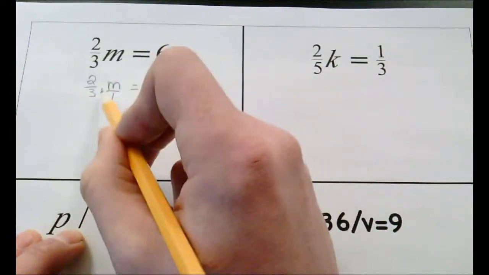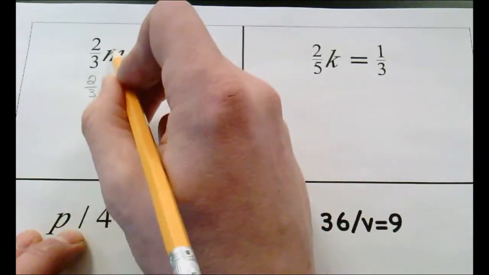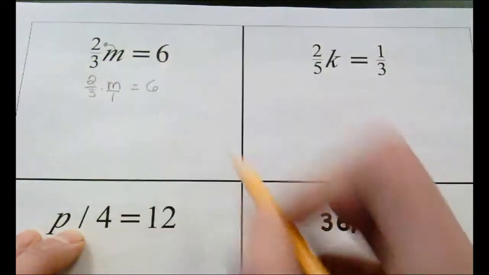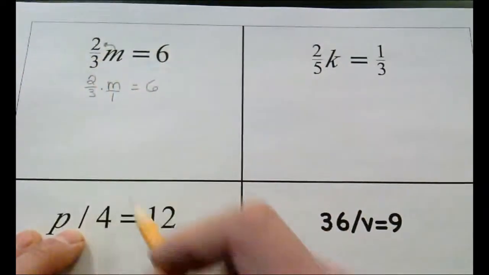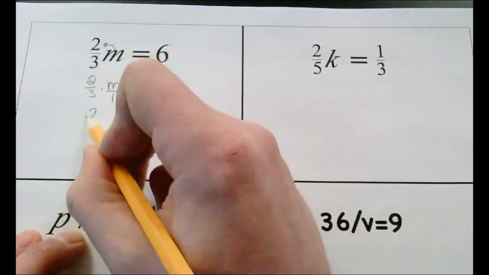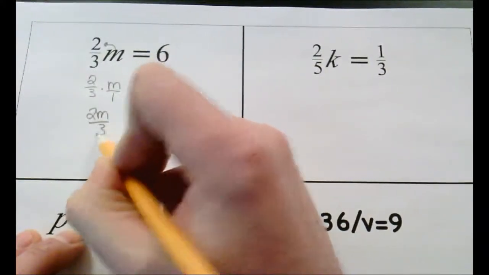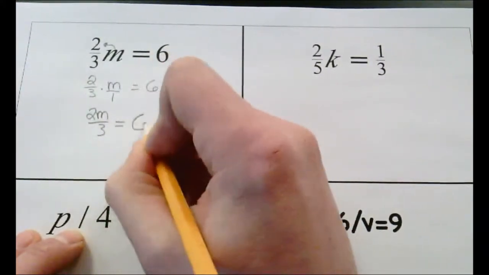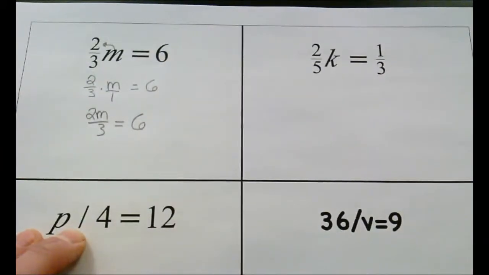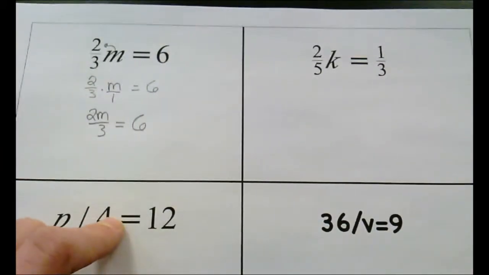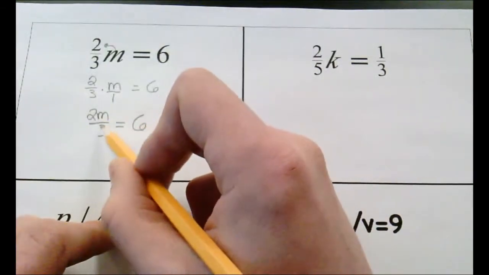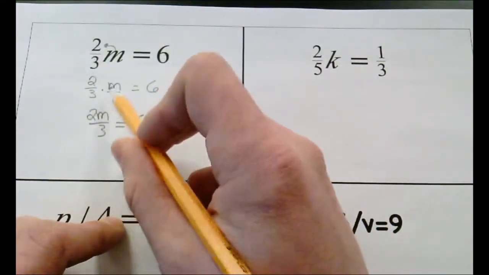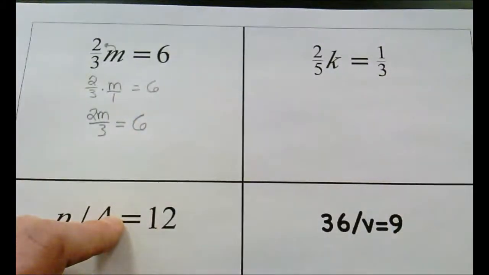A little trick that we can do, not really a trick, but with the math, we can just plug m up on the top. So we're going to have 2m over 3 equals 6. Now, what we could do is solve, understanding that for 2/3 times m, I would need to do the reciprocal, which is 3/2, because I would be doing the division.